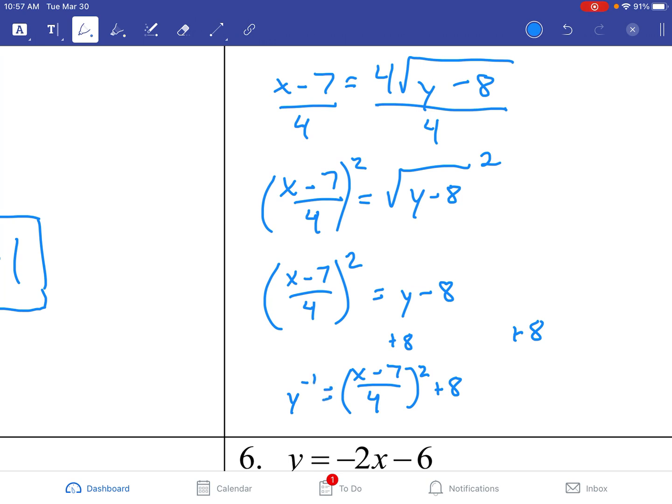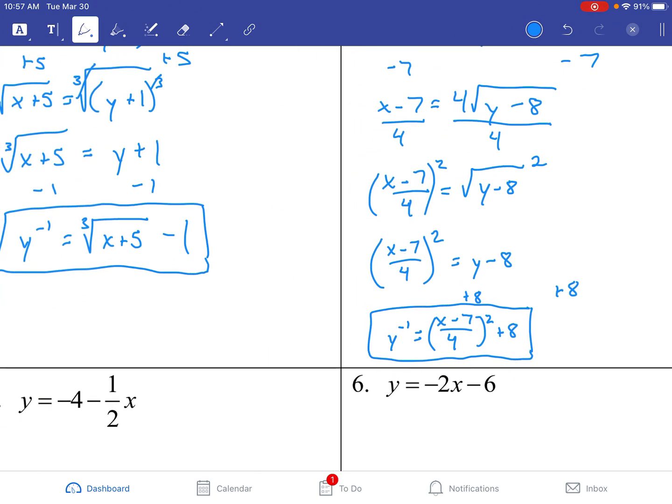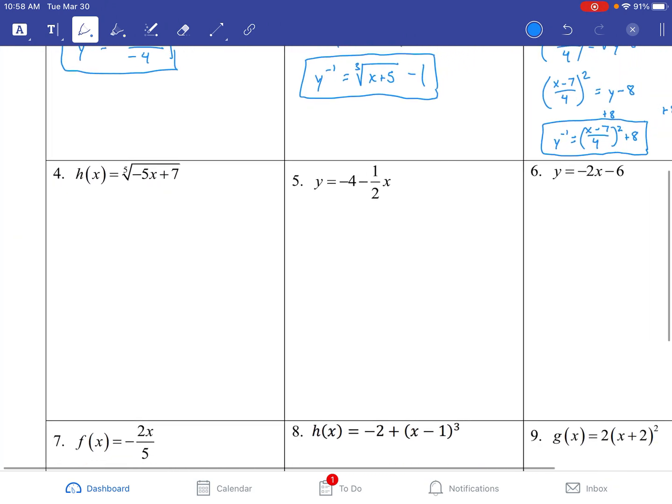Just because I like to see it that way. All right, and there you go. There's your answer for the inverse. Okay, so we're going to keep working on more examples. If you start to get the hang of it, that's awesome.